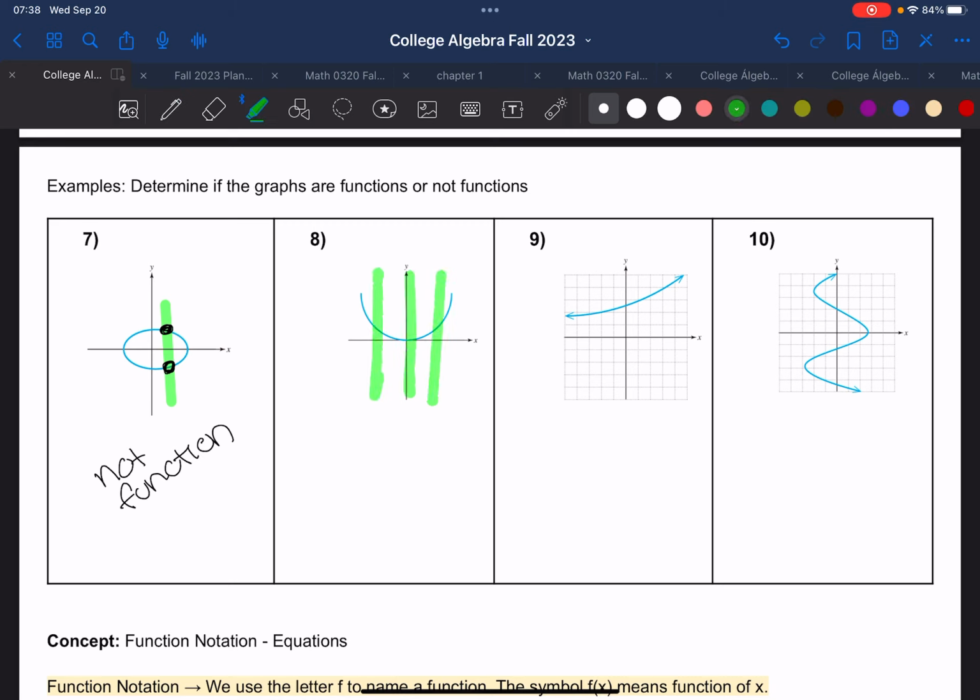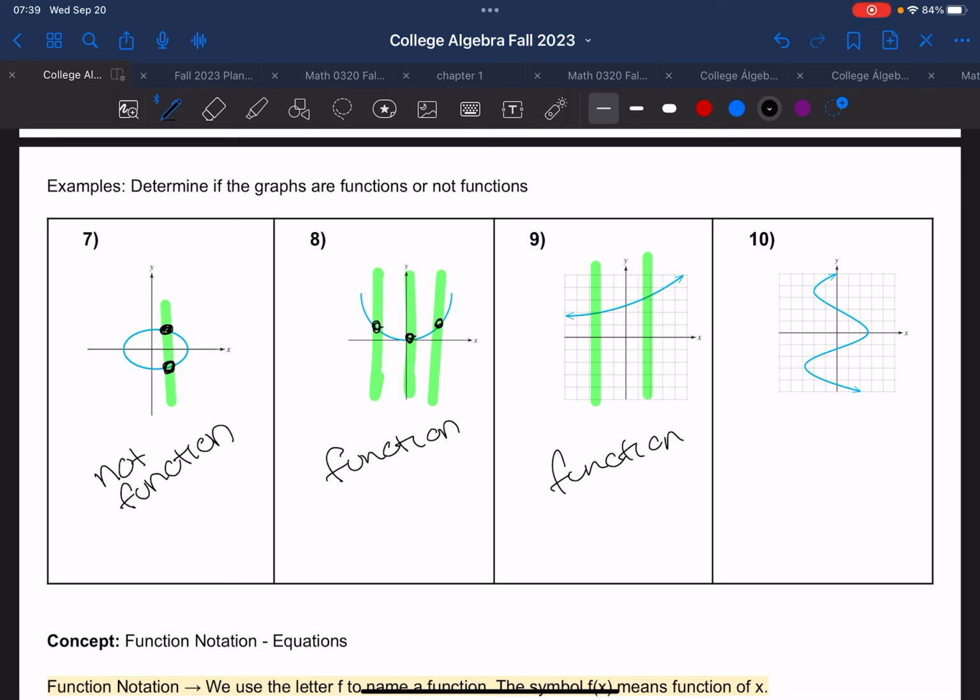Okay, what about number 8? Yes. Why? Because the y's were repeated. Yeah, but remember, we don't care about the y's, just the x's. So if we were to draw a vertical line, it's only going to pass through 1 point each time. Okay, number 9. Correct. It is a function because it only crossed 1 time.